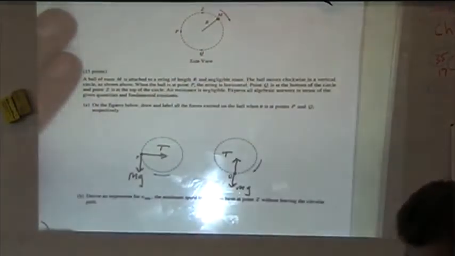In part B, we want to find the minimum speed you can spin the mass with so that you'll still make a circle and it won't fall off of the circle. So what we've got to realize here is we've got to look at point Z, because if something's going to go wrong, it's going to fall off at point Z.